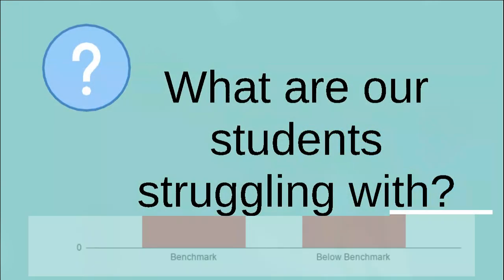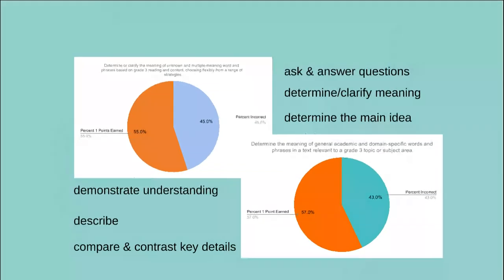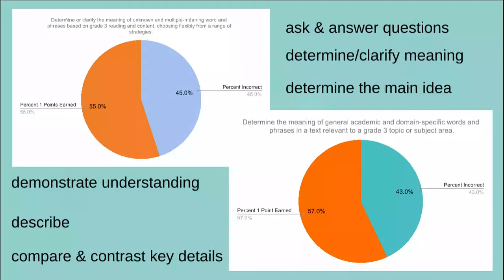So, what standards and objectives are comprised in reading informational text that our students are struggling with? Let's go ahead and take a look. Some of these areas include asking and answering questions, demonstrating understanding of text, comparing and contrasting key details and determining main ideas, describing relationships between events, concepts, or steps in a procedure, and determining the meaning of words.